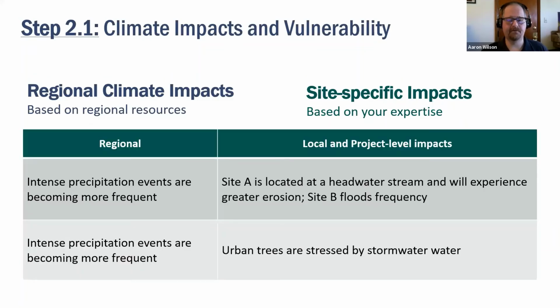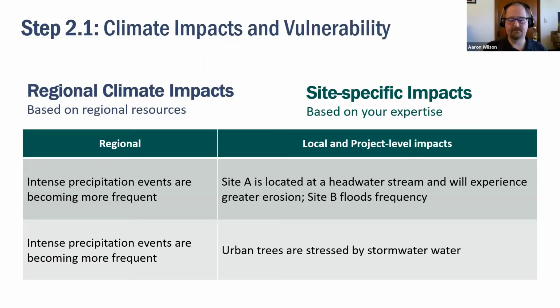So for example, from a vulnerability assessment, the regional climate change impact is a projected increase in extreme rain events, our 2-inch, 3-inch, 4-inch rain events per hour, or even our multi-day events as well. At the local level, we know that these types of events don't typically occur everywhere at once, but they do impact more sites with time. And so at that local level, the site manager has already been noticing an increase in erosion and flood frequency because the site is located near a headwater stream, in this example. Intense precipitation is becoming more frequent. It's located at the headwater stream and will experience greater erosion, okay?